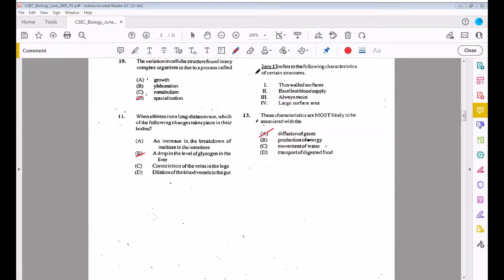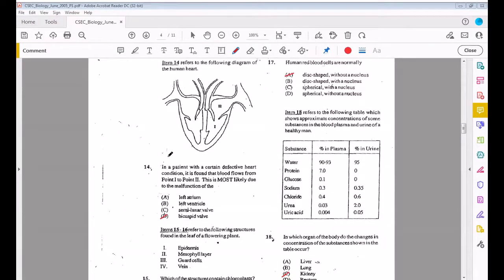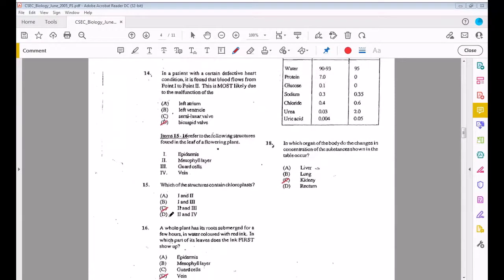Item 13 refers to the following characteristics of certain structures. So you have thin walled surface, excellent blood supply, always moist, large surface area. We met this question already. So these characteristics are most likely associated with the A, diffusion of gases. Same question with the heart. So, in a patient with a certain defective heart condition, it is found that blood flows from point 1 to 2. So, blood is going from the ventricle into the atrium. What is malfunctioning here? That would be D, the bicuspid or the mitral valve.